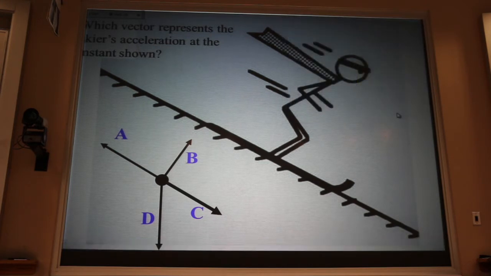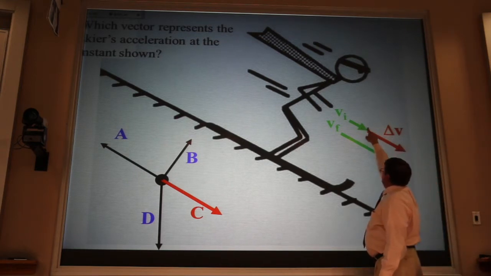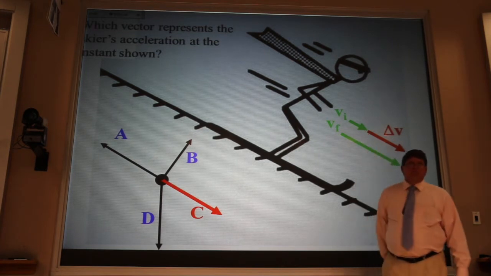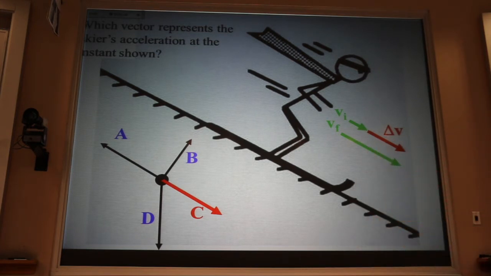Now, the answer, of course, is C. We've known that since the first tutorial. If we look at the velocity of that skier, it's down the ramp. And as she goes down the ramp, she speeds up, so the vector gets longer. The change in velocity is what I have to add to that short vector down the ramp to get a long vector down the ramp. And there's the plus sign right there when I stack them head to tail. Now the acceleration has to, every single time, be in the same direction as the change in velocity.